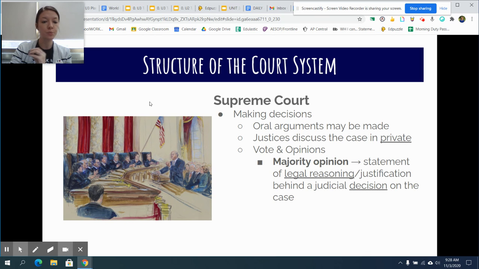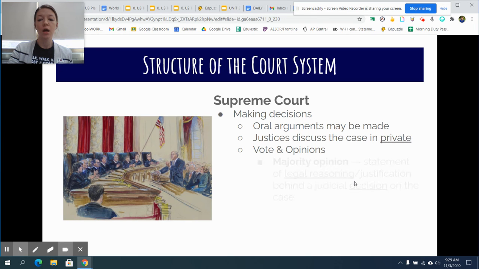Now, the Supreme Court, all 9 will vote. And what will happen is there will be a majority opinion that is written, and that is a statement of legal reasoning and justification behind the decision. So whatever side wins, right? I mean, it could be anywhere from a 5-4 decision or a 9-0 decision, right? But whatever side wins, they will write a statement saying why they decided the way they did, and here is the legal backing from the Constitution that supports it.